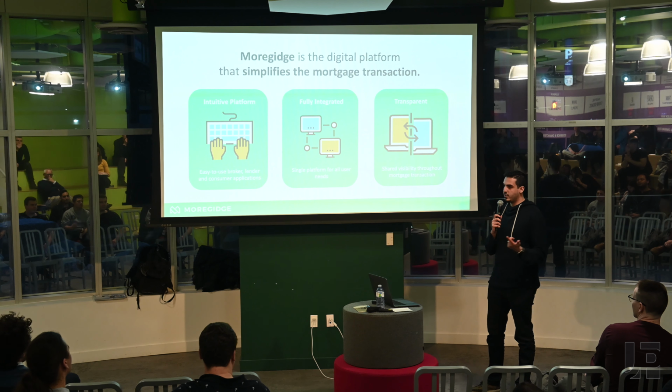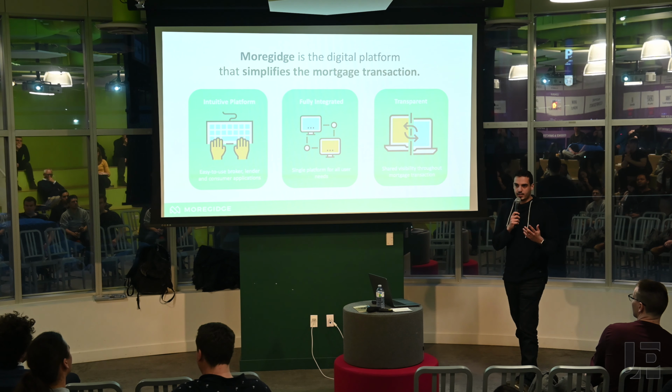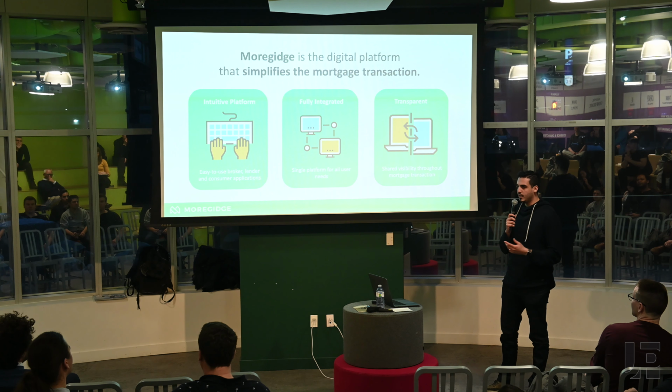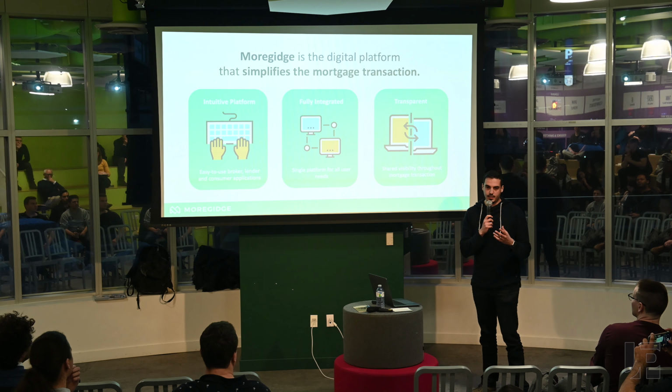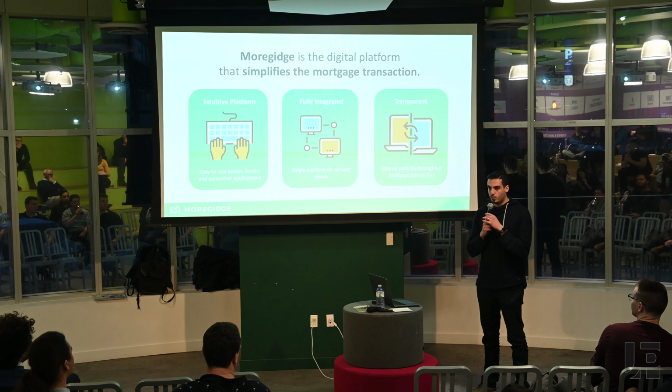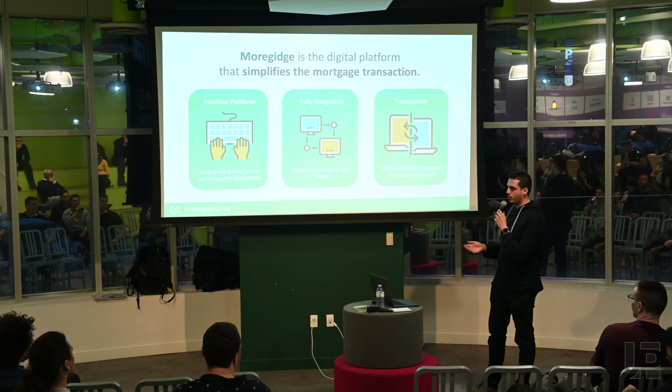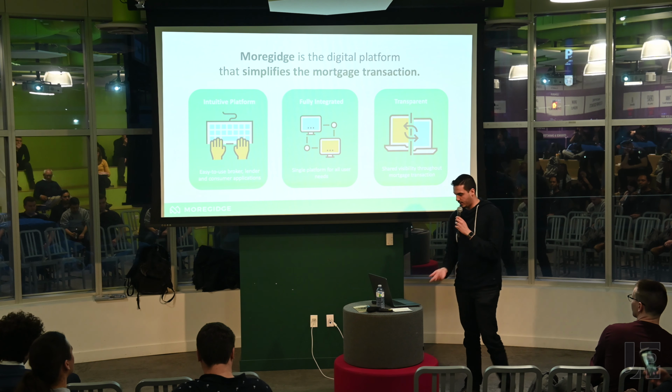Number 2, it had to be fully integrated. The mortgage transaction involves a lot of data, so you have to make sure that with a click of a button, you have access to all that data. And finally, transparency. There's a lot of people that collaborate on the mortgage application, so we need to make sure that everybody's aware. A client that's getting a mortgage knows what's going on, similarly with the real estate agent, mortgage agent, etc.